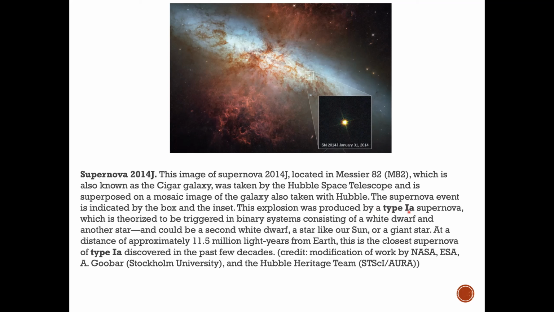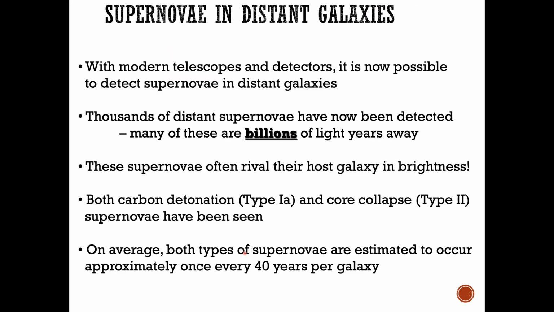You know that type 1A supernovas are very important to measure the distances to a particular galaxy. Once they detected it, they measured the distance using the method that we discussed earlier, and the distance was around 11.5 million light years from Earth, right? This is the closest type 1A supernova discovered in the past few decades, and that is why it is important. Now, those are some of the evidences that we have about supernova observations.